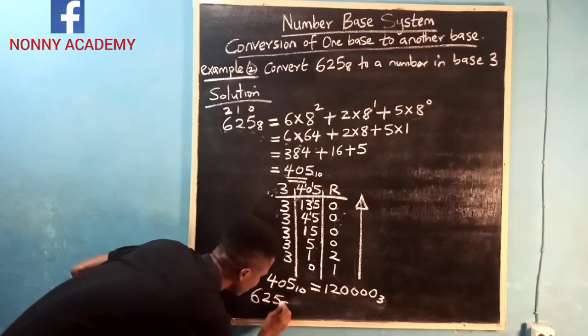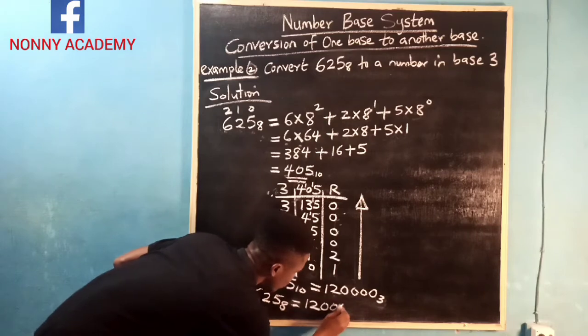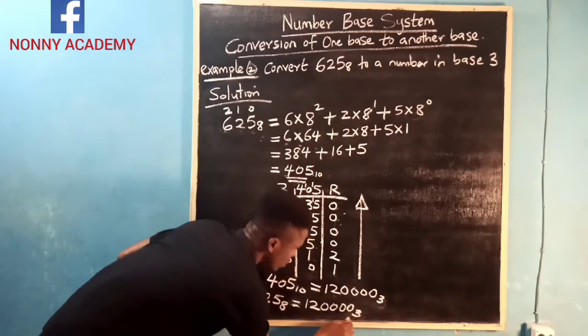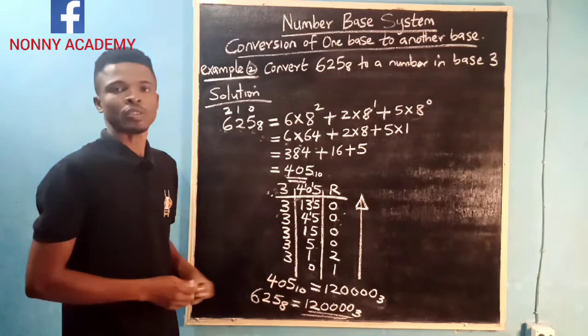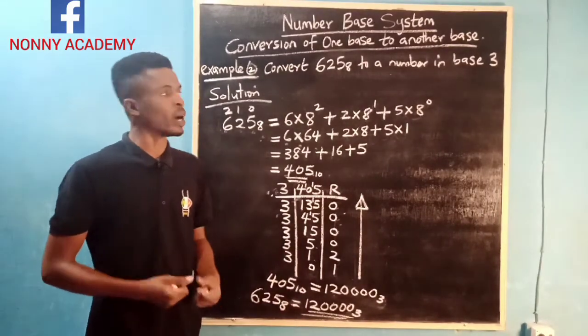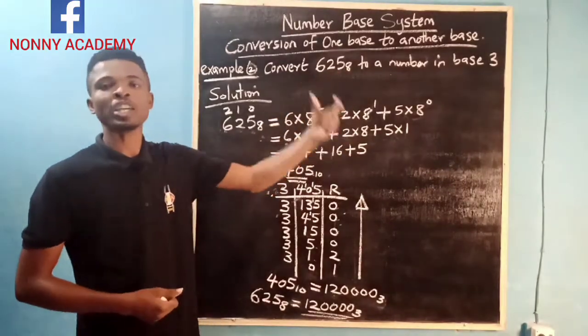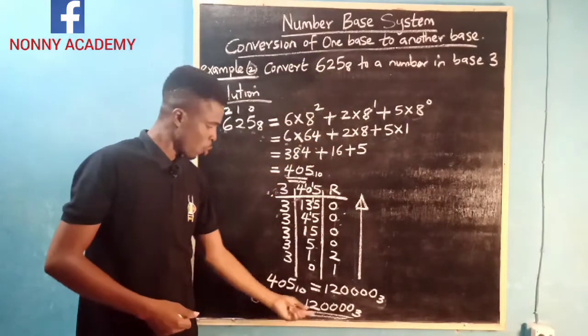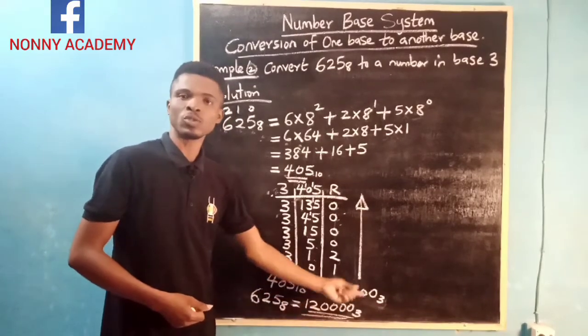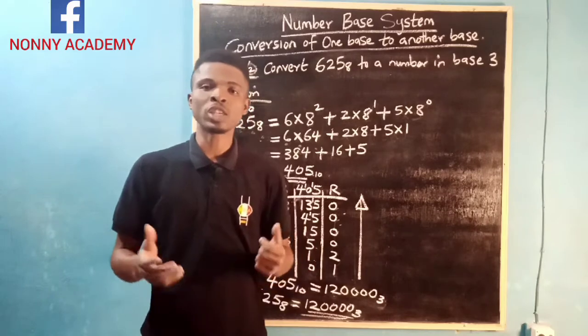Then my final answer will be: 625 base 8 is equal to 120000 base 3. This is the final answer. Now I have successfully converted the number 625 from base 8 to a number in base 3, which is 120000 base 3.